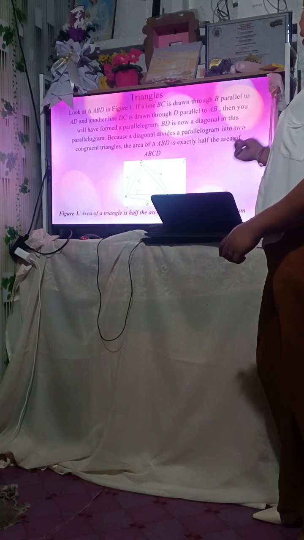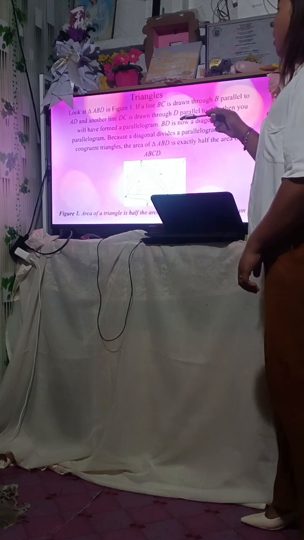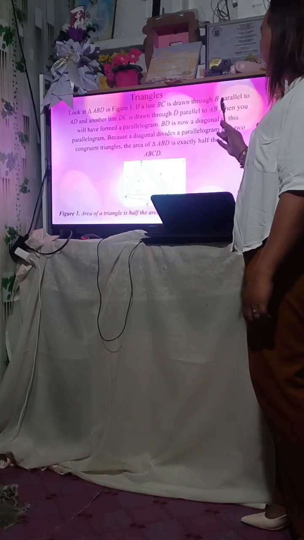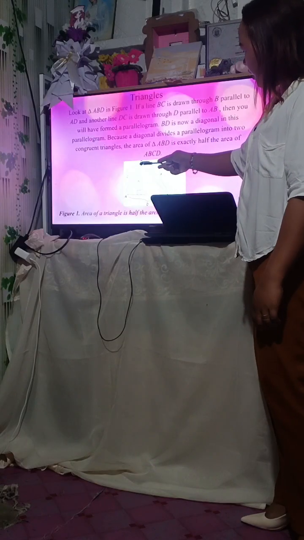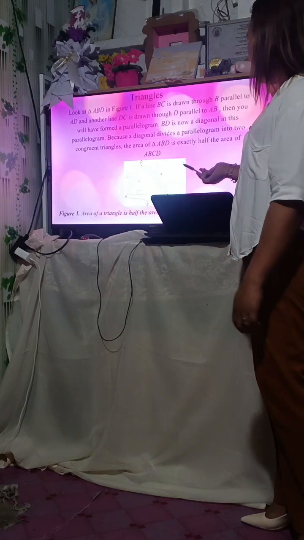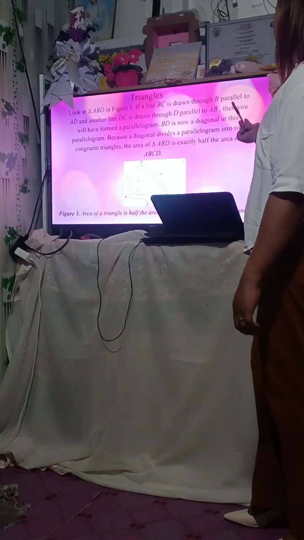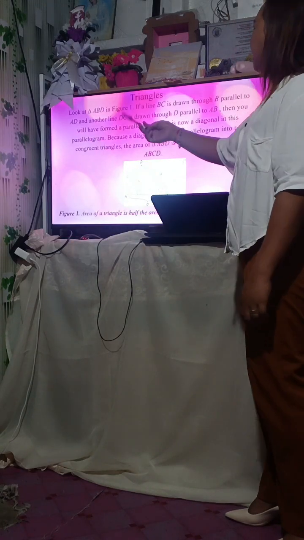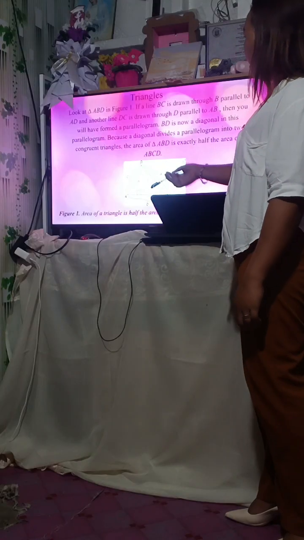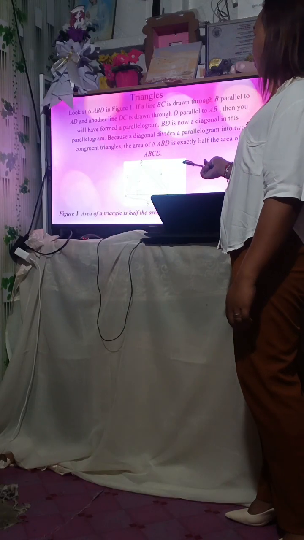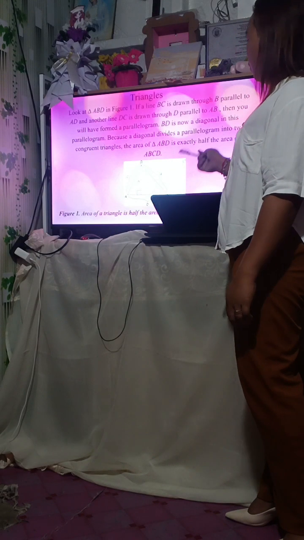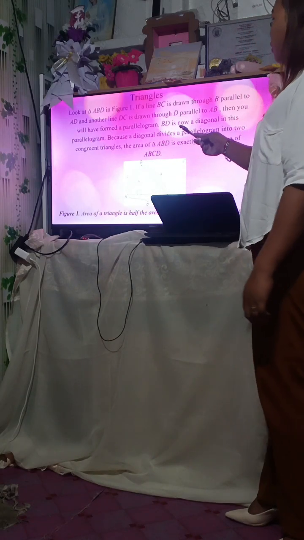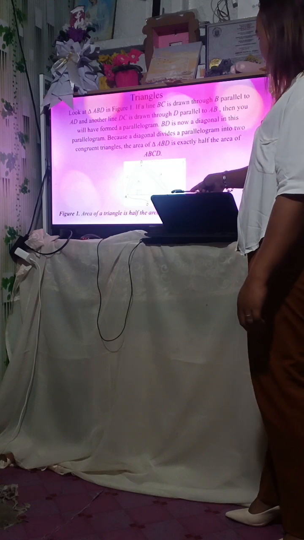So next, triangle. So we have here a triangle. Look at triangle ABD in figure 1. Line BC is drawn through B parallel to AD. Parallel sila kasi magkatapatan sila. And another line DC is drawn through D parallel to AB. Parallel sila. Then you will form a parallelogram ABCD. So ito yung ating na-form, ABCD.